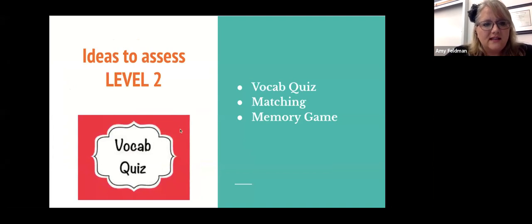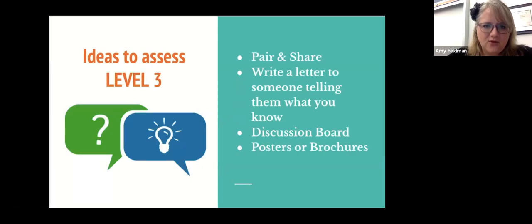So ideas for assessing level 2 are vocab quizzes, matching, a memory game, anything where they have to identify the information, okay? That means they have to be able to just tell you what it means, tell you what it looks like. Okay. Level 3 assessments are things like, I want you to turn to your partner and do a pair and share. I want you to write a letter with 5 sentences explaining what this means. And then I will grade that as a level 3.